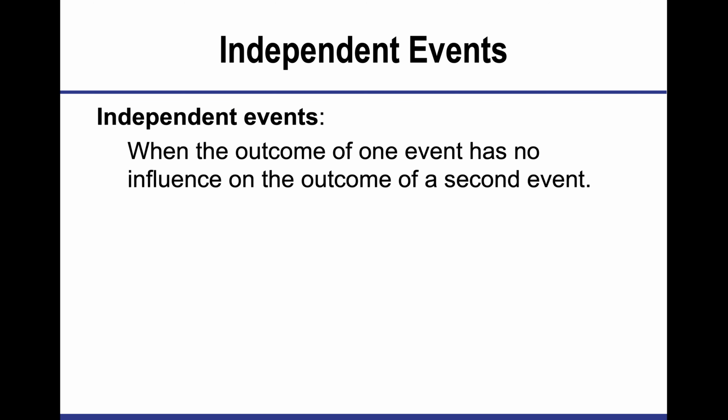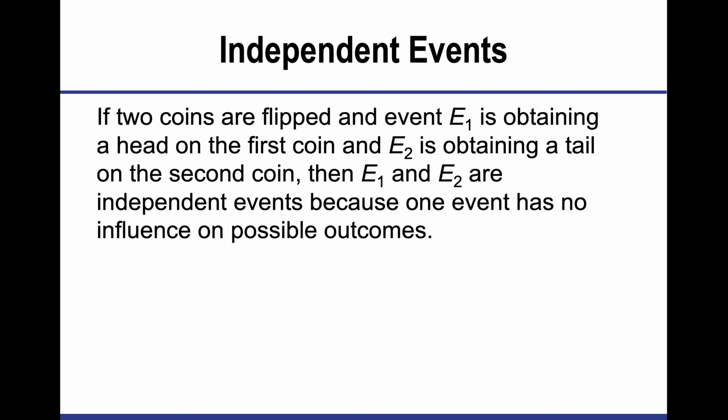Independent events are when the outcome of one event has no influence on the outcome of a second event. So if two coins are flipped and the event is obtaining a heads on the first coin and then obtaining a tails on the second coin, I can denote these by E1 and E2. These are two separate events, and they are independent.